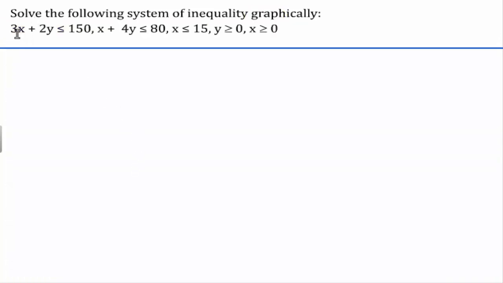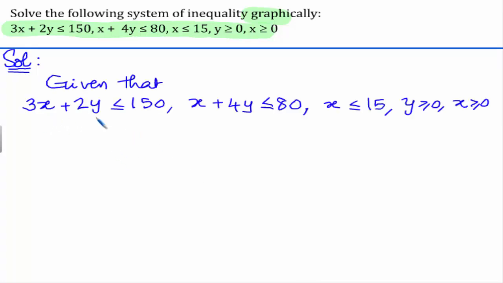In this question, we need to solve the given inequalities using the graph. Observe that there are 5 inequalities in this. Let us solve the problem now. The given inequalities are 3x plus 2y less than or equal to 150, x plus 4y less than or equal to 80, x less than or equal to 15, y greater than or equal to 0, x greater than or equal to 0. So initially, let us consider x greater than or equal to 0 and y greater than or equal to 0.